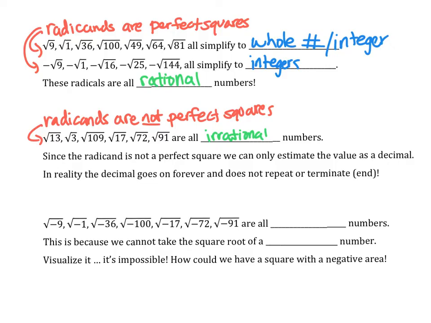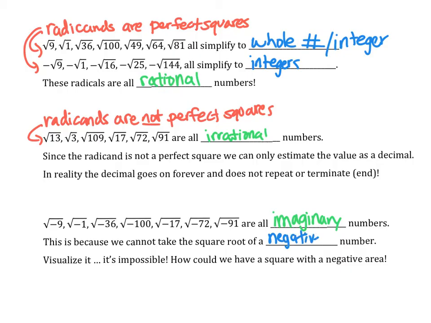Now we are on to the next type of number. So the square root of any negative number is called an imaginary number. This is because we cannot take the square root of a negative number.